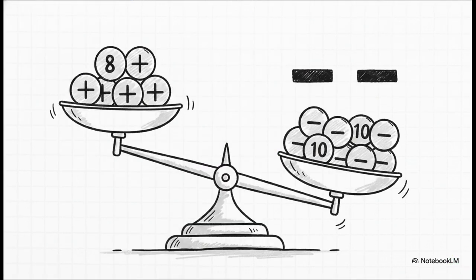Okay, let's look at the reasoning. The atomic number of 8 means it has 8 positive protons. If it was neutral, it had 8 electrons, but it just gained 2, bringing its total to 10 negative electrons. Balancing 8 positives against 10 negatives leaves us with an overall 2 minus charge. And because it's negative, it's an anion. Great job if you figured that one out.